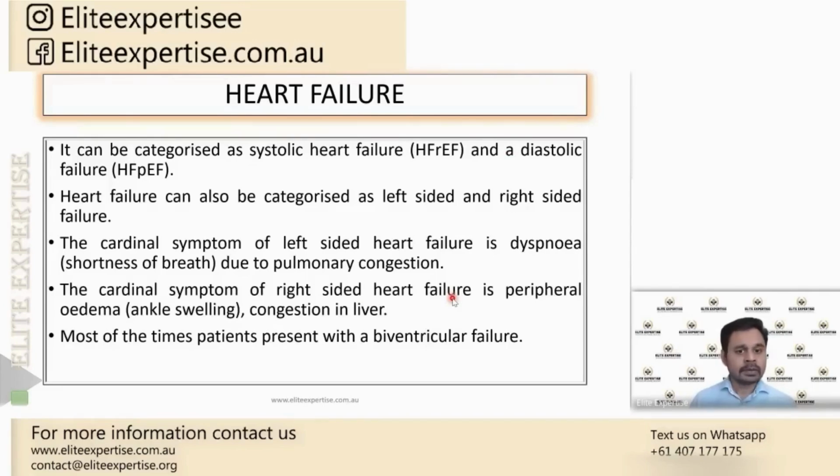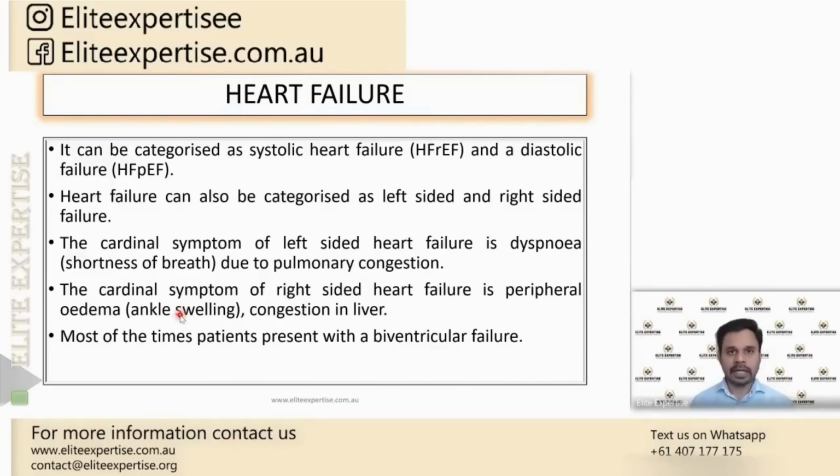Okay. So how left-sided heart failure causes shortness of breath, and how the right-sided heart failure leads to ankle edema as well as congestion in the liver. So everything that we'll study in the next slide. Okay, so with the help of a diagram, we'll come to know how left-sided and the right-sided lead to the pulmonary and peripheral edema respectively.